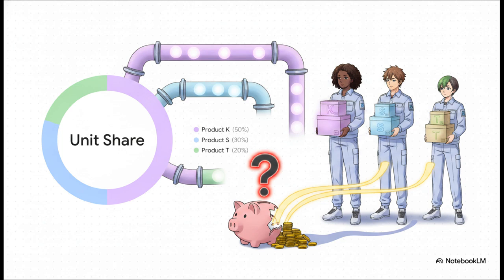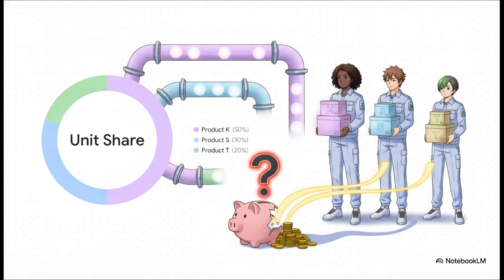Let's use the Anaderia Company example, which produces three things: product K, S, and T. If we use the physical units basis and the total joint cost was 1 million naira, and product K makes up 50% of the total physical kilograms produced, well, we strictly assign 50% of the cost to product K. It's incredibly straightforward, right? But actually, scratch that. It has a glaring flaw.